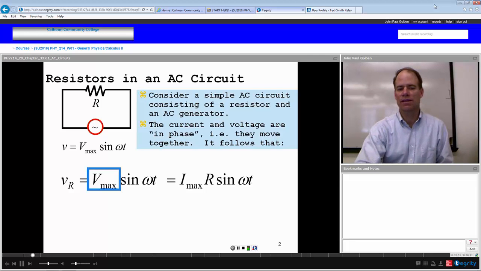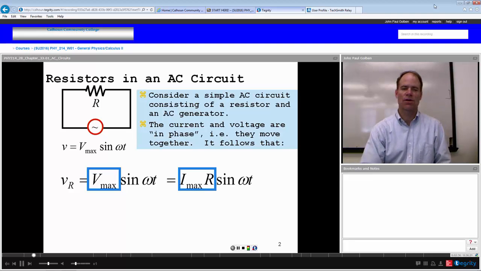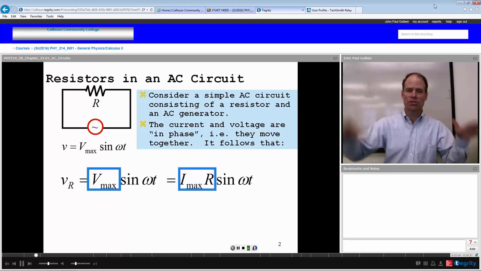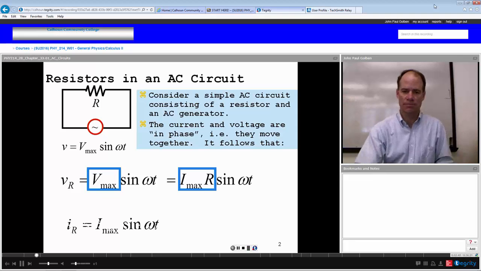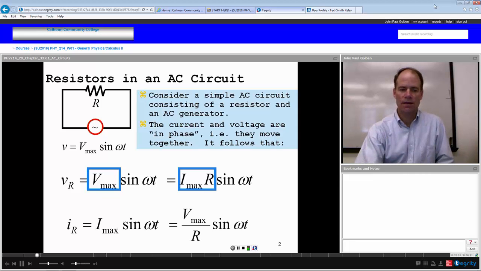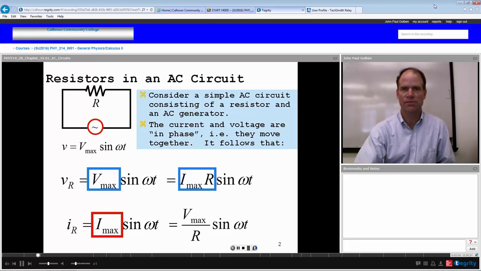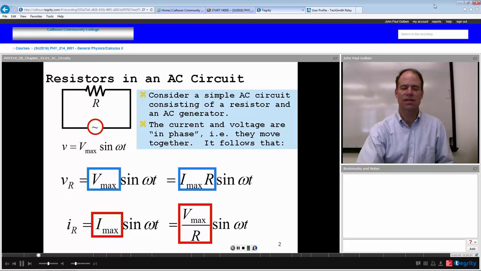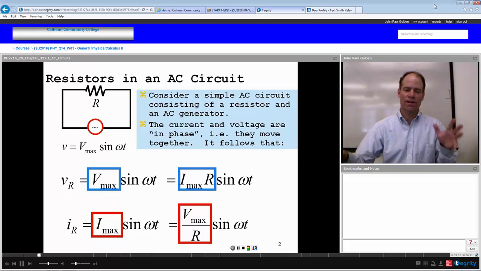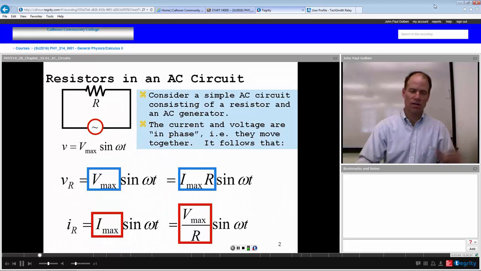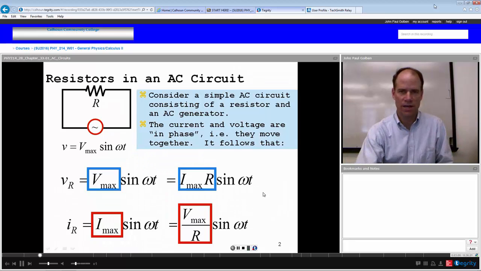So we can relate the maximum voltage to the maximum current through the resistor by an Ohm's law type relationship. The maximum voltage will equal the maximum current times the resistance, knowing all the while that both of them are changing sinusoidally with time. And likewise, we can go the other way around. We can say that the maximum current should equal the maximum voltage divided by the resistance, again realizing all the while that the current and the voltage are changing sinusoidally with time.